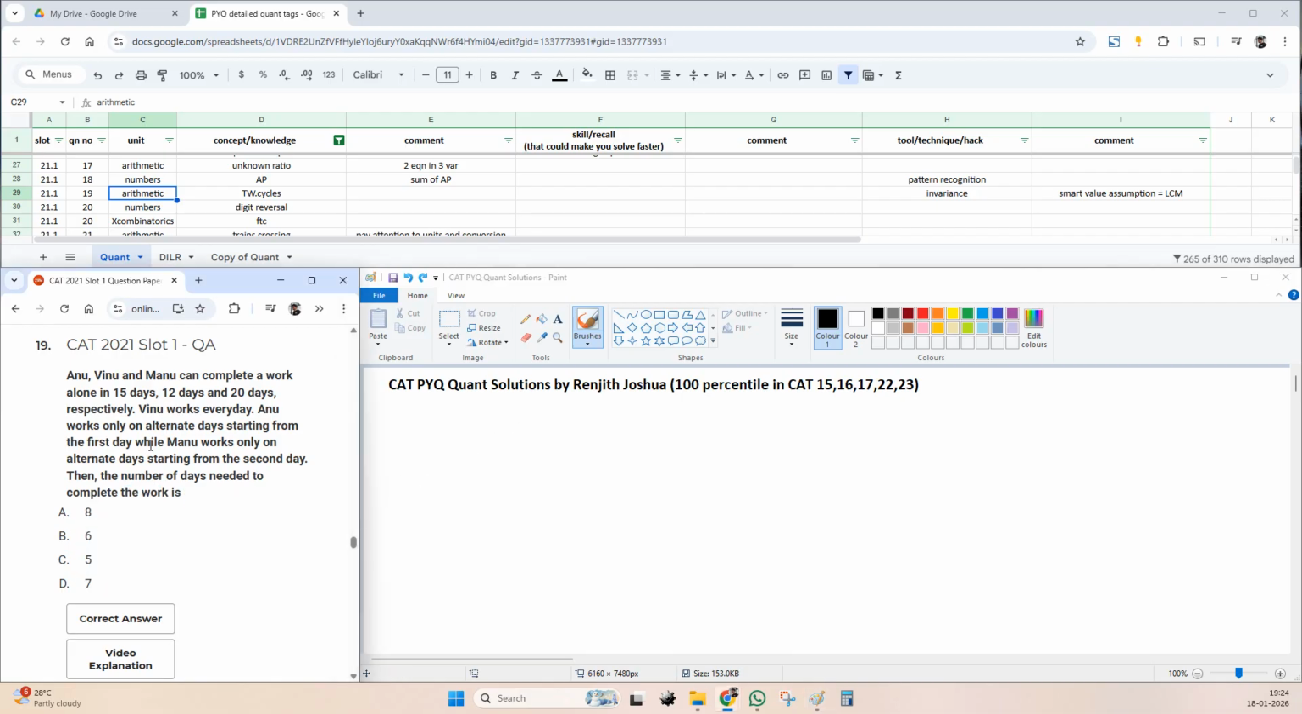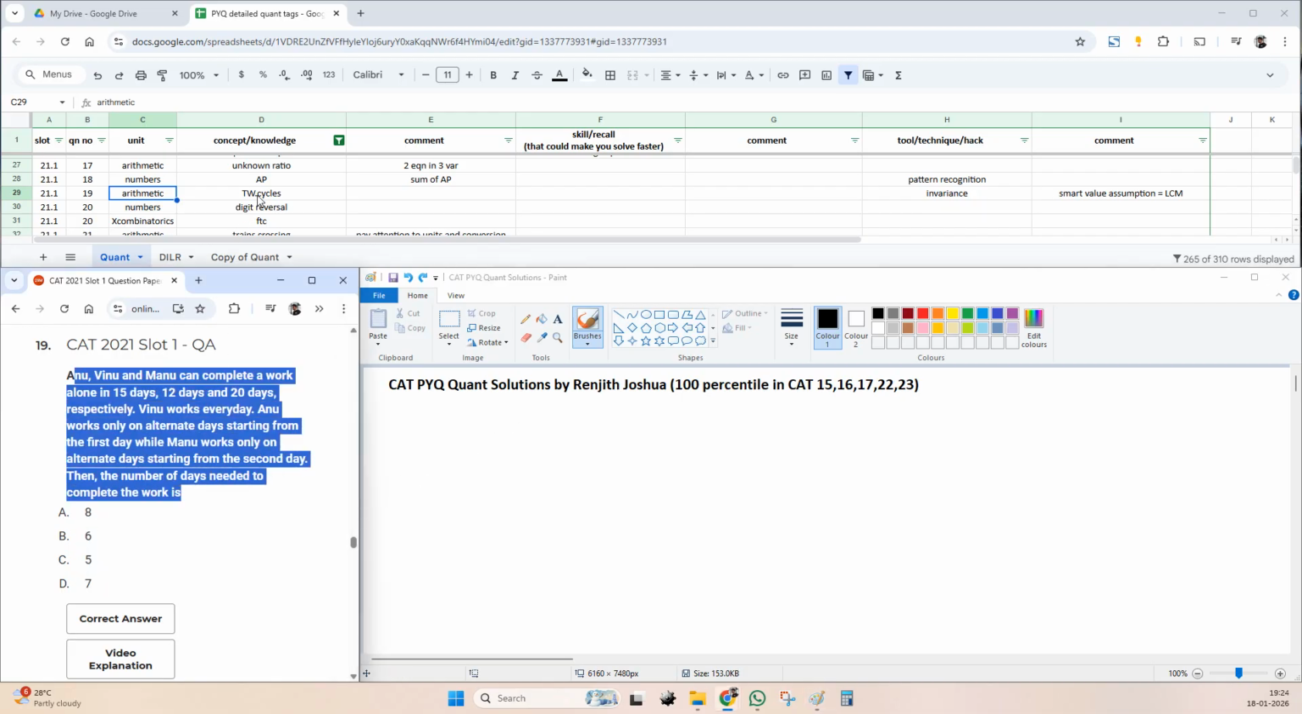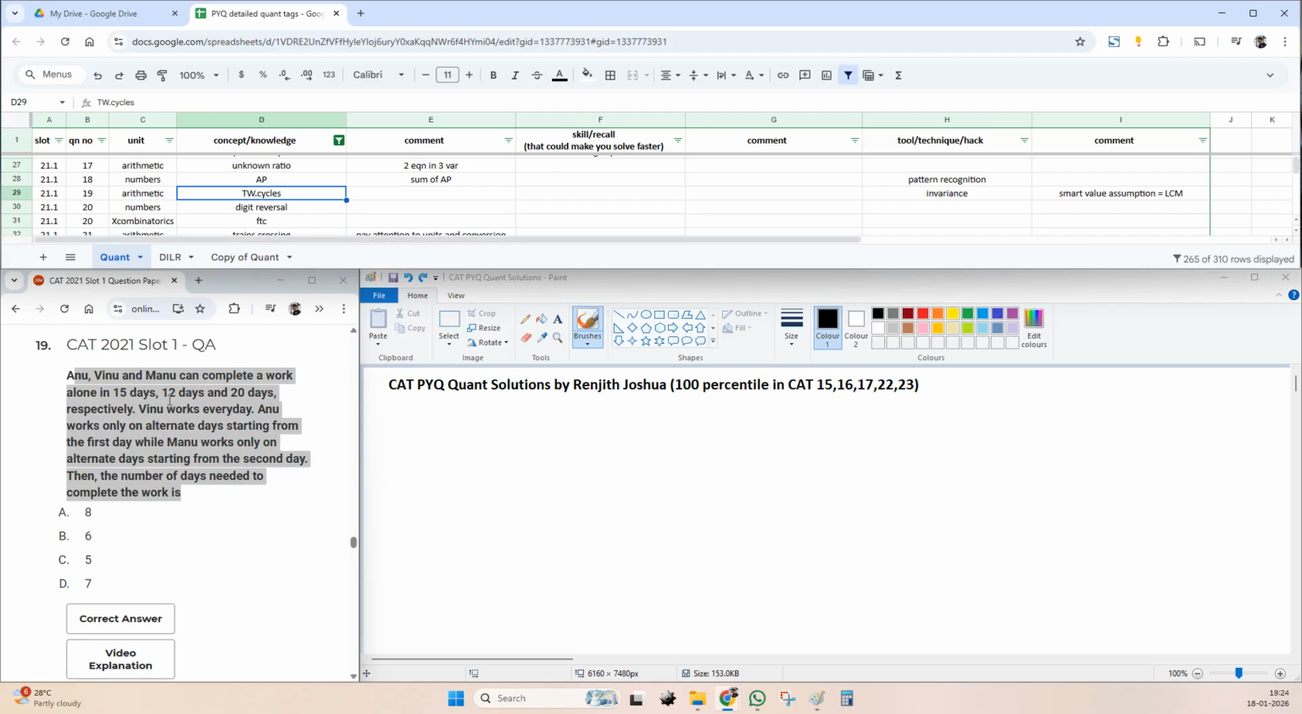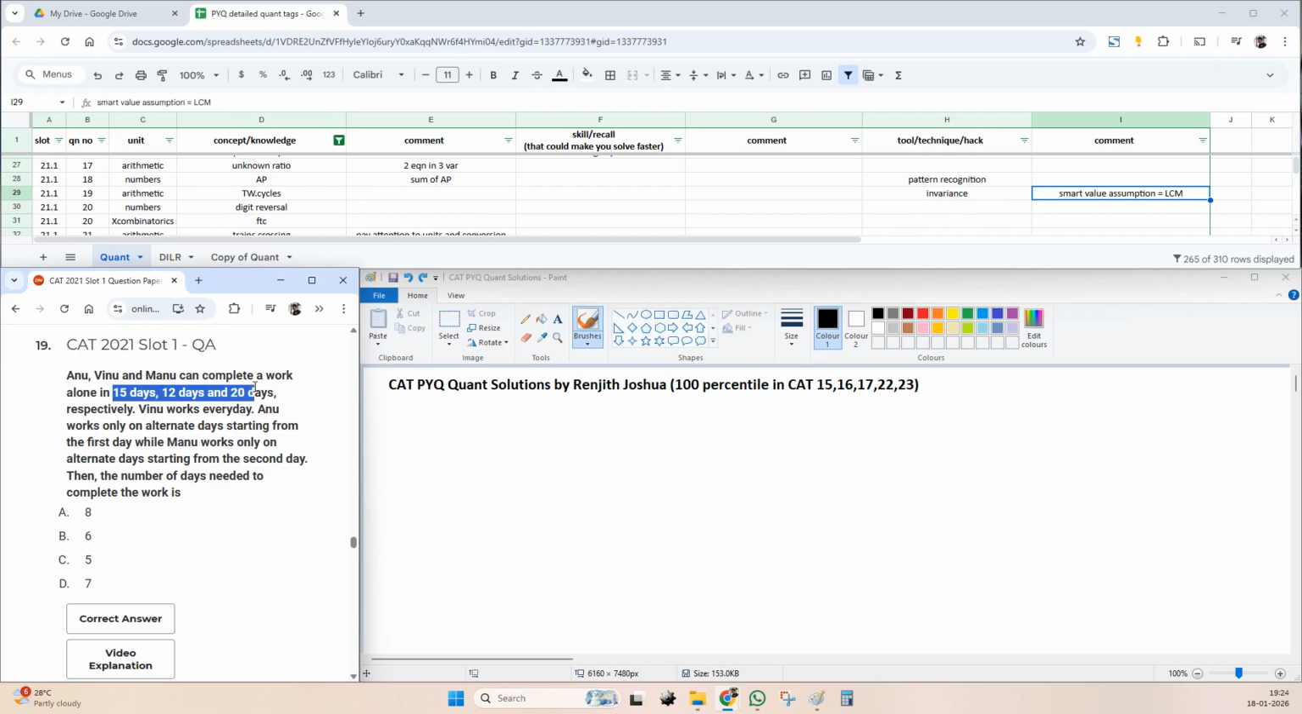Options are there. Now, standard work cycles question from the time and work chapter. We have a standard approach to do this. The only other advice outside of the standard concept is to maybe not take 1 as the total work, take some other value, ideally LCM of these numbers given to us. That will make the subsequent calculations easier.